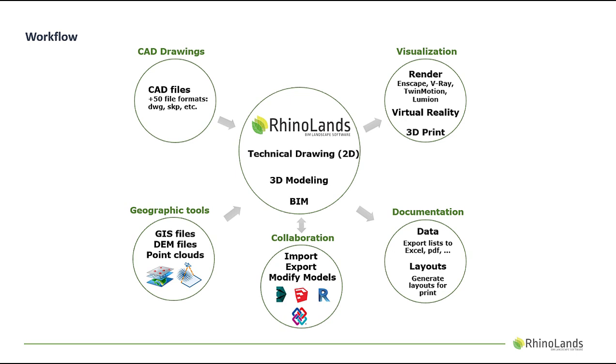Collaboration is also possible with import and export files to Revit, 3ds Max, and Archicad through the IFC file format. For visualization, you can render the model using compatible renderers like Enscape, V-Ray, Twinmotion, or Lumion. Alternatively, you can print the model using a 3D printer or view it using a virtual reality headset. Additionally, you can export your documentation to Excel or PDF formats, or simply create and print layouts directly from RhinoLands.